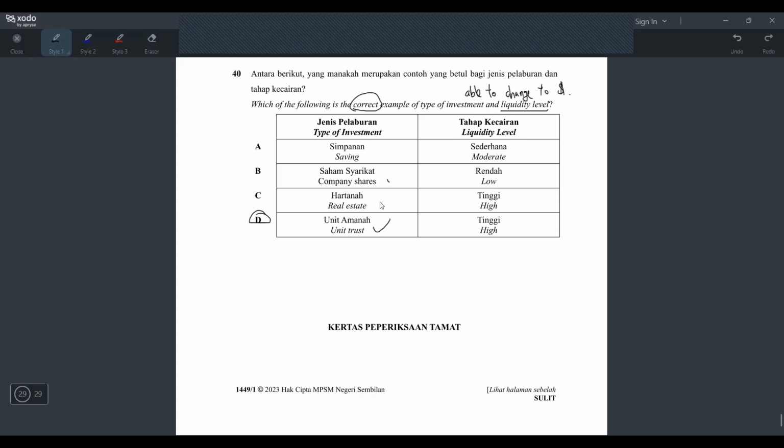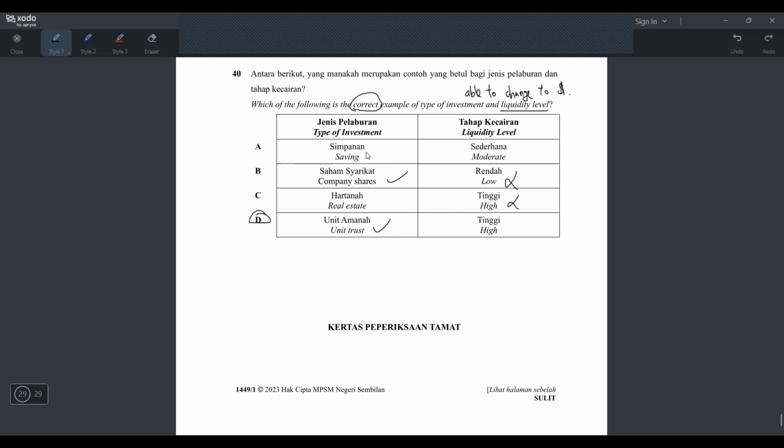Unit trust and company shares are almost the same thing. They both have high liquidity level because you can convert company shares and unit trust to cash very easily. You can buy the shares and sell the shares anytime you want. So they have a very high liquidity level. Real estate should be low liquidity level because real estate is like a property, like you buy a house, right? When you buy a house, it's very hard for you to change your house to money. So real estate shouldn't be high here, and company shares should be high, but they put low. That's why this is incorrect.